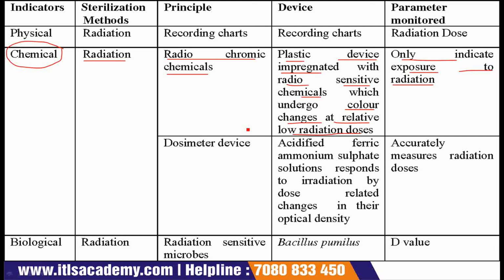Here is another principle, a dosimeter device is also involved. If it is based on the dosimeter principle, then the device used will be acidified ferric ammonium sulfate solutions, which respond to irradiation by dose related changes in their optical density. The monitored parameter will be that it accurately measures radiation doses.